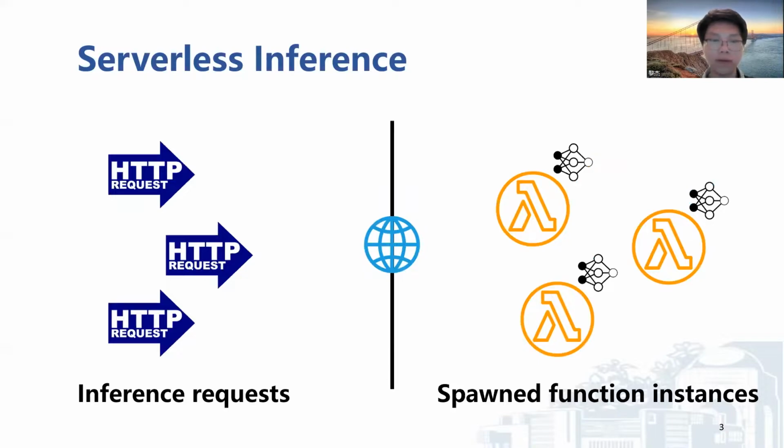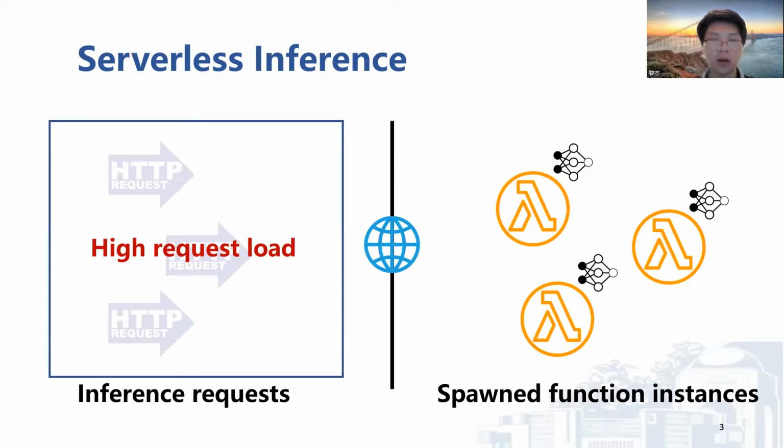Here is a sample overview of a serverless inference system, where clients forward the inference requests to the remote service over the network, and in the backend, multiple function instances will be spawned to do the inference. And inside each function instance, there is a machine learning model with trained parameters that should be loaded into memory before the computation. First, the workload towards online ML inference is high. For example, there are tens of trillions of inferences per day in Facebook.